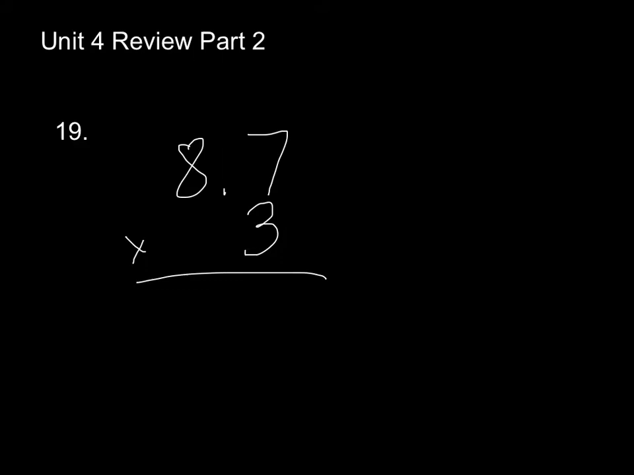7 times 3 is 21. We'll carry the 2 and use grouping above. 3 times 8 is 24, plus 2 more is 26. Now, we can't actually believe that 8 7/10 times 3 could be 261. It doesn't even make sense. So this is where we do pay attention to the decimal.